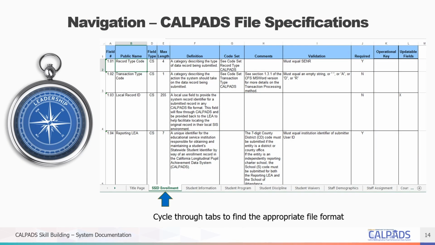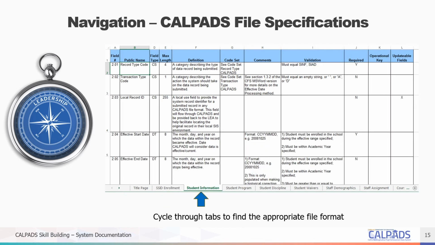After the Microsoft Excel CFS document is opened, you will see a workbook with tabs for each of the CALPADS file types. You may be more familiar with the abbreviations for these file types: SENR, SINF, SPRG, and so on. The first tab is SSID enrollment and contains information on the CALPADS policy and business rules as they relate to individual fields within the SSID enrollment file type. The SSID enrollment file type is often referred to with the abbreviation SENR. We will go over the kind of information contained in each of the columns in this tab shortly.